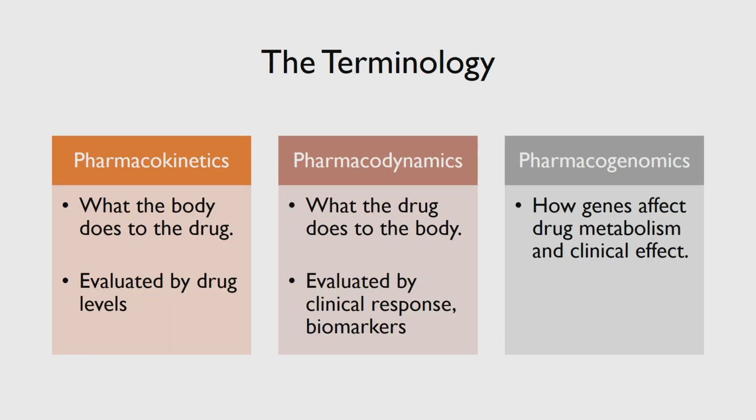Just to introduce the terminology before going into the discussion, we have three terms: pharmacokinetics, pharmacodynamics, and pharmacogenomics. Pharmacokinetics is what the body does to the drug. Pharmacodynamics is what the drug does to the body. How the genes affect drug metabolism and clinical effect would be the pharmacogenomics. Pharmacokinetics is assessed by the drug levels, and pharmacodynamics can be assessed by the evaluation of clinical response and biomarkers.